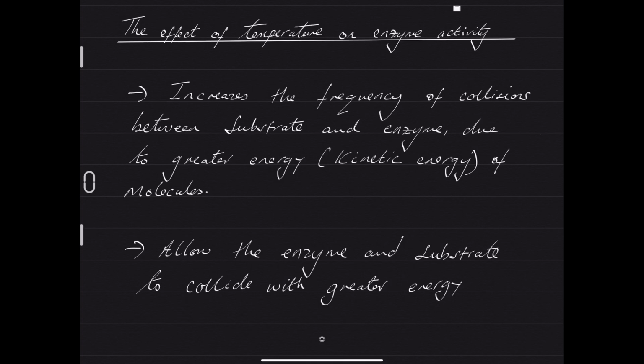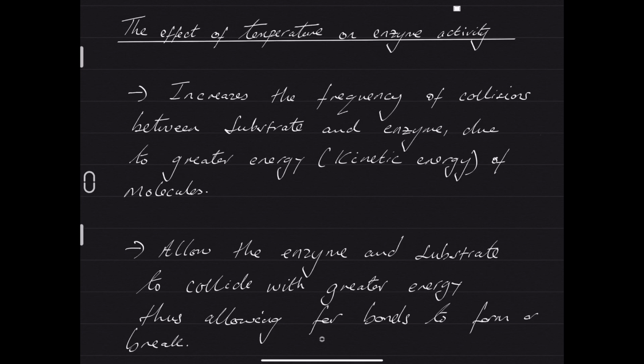This means that it makes it more possible and more probable that bonds will be formed between the active site and the substrate. And this makes it more probable that a product will be formed because the collisions are of a certain amount of energy. So you need a certain amount of energy for the collision between the enzyme active site and the substrate to form a product, for the bonds to form. So by increasing the temperature, we allow the enzyme and the substrate to collide with greater energy, thus allowing for bonds to form or break, depending on the type of reaction we are looking at.